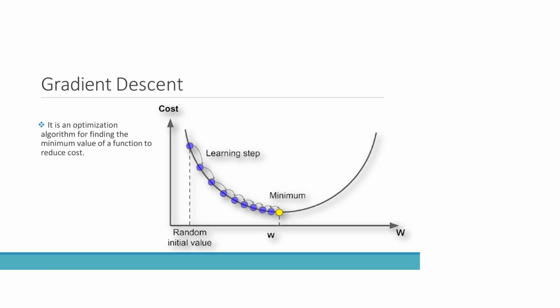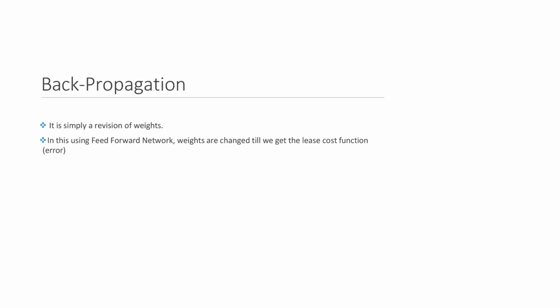Gradient descent is an optimization algorithm that finds the minimum value of a function to minimize cost. It iteratively adjusts weights from a random initial value towards the minimum. Backpropagation is essentially a revision of weights. In a feed-forward network, weights are changed until the least cost function or error is achieved.